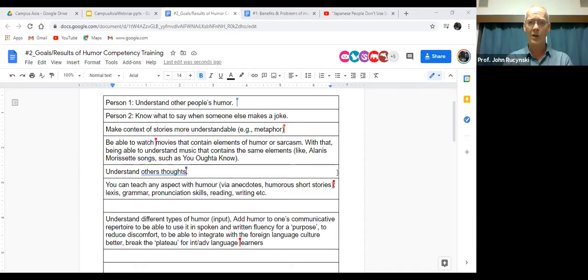Okay, understand others' thoughts. Again, so the sports reporter, maybe he didn't know Merton's true thoughts. Okay, and this was thinking also, yeah, using humor to teach other things. So funny stories, and then we can use this to break down the grammar, pronunciation, reading, etc. Yeah, so that's another great point.